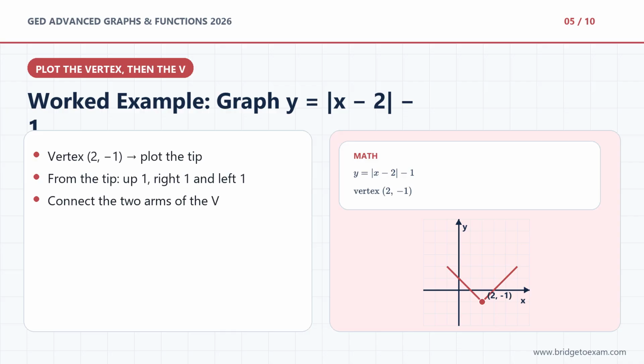Let's graph y equals the absolute value of x minus 2, minus 1. Step 1, the vertex is 2 comma negative 1, so plot that point first. It is the bottom tip of the V. Step 2, from the vertex, go up 1 and right 1, and up 1 and left 1, using the V's symmetry. Connect the arms, and the V is complete.